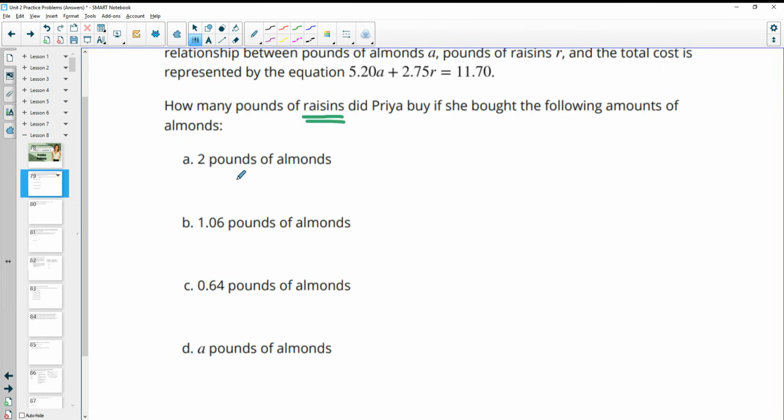The other thing you can do is think about the situation as a whole. Thinking about $5.20 times 2 would be how much Priya spent on almonds. If we multiply those, we get $10.40 that Priya spent on almonds. The total she spent was $11.70. So if we take $11.70 and subtract $10.40, which is how much she's already spent on almonds, that leaves us $1.30 left for the raisins.